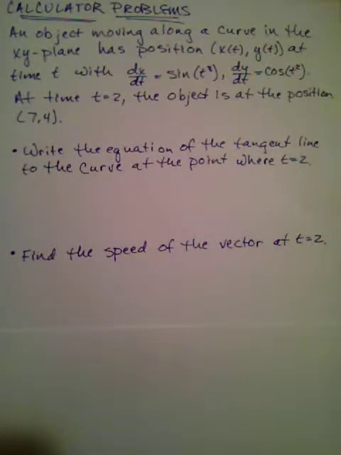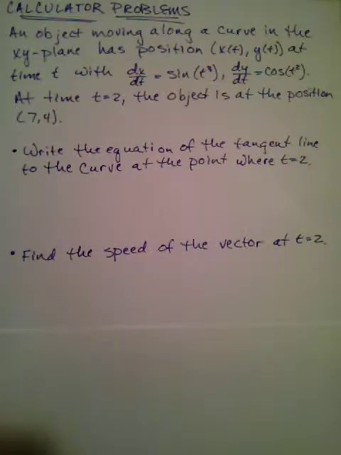The next problems were meant for a calculator. For part of it, we'll be just doing it by hand and talking about how it could be done on the calculator. But we have an object moving along a curve in an xy plane that has a position x of t comma y of t at time t, with dx dt equals sine of t cubed and dy dt equals cosine of t squared.